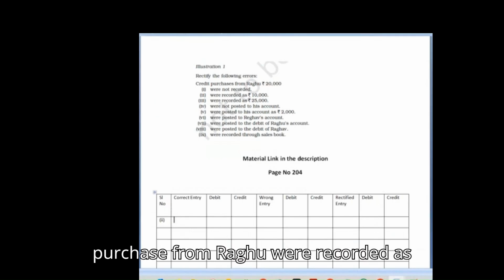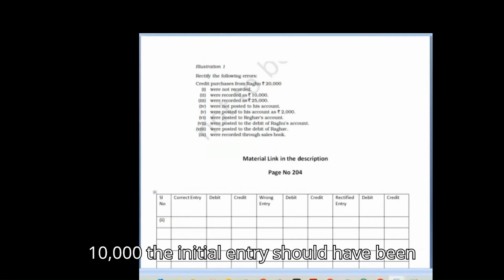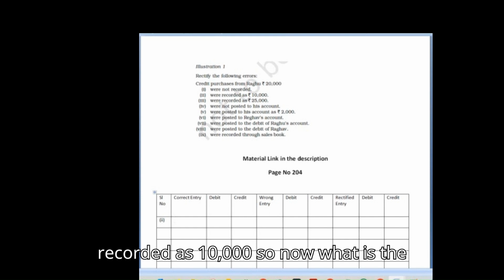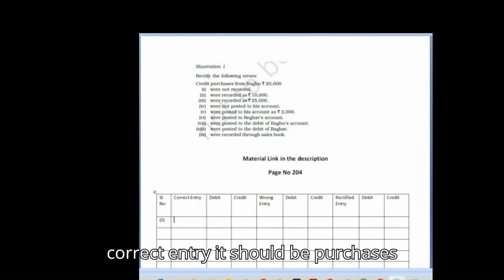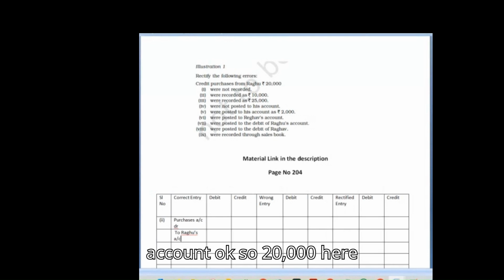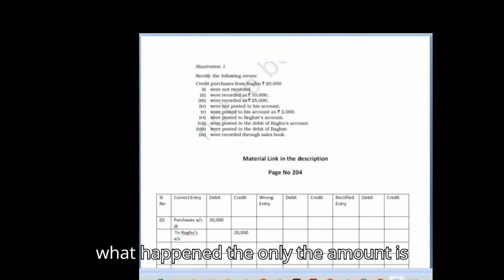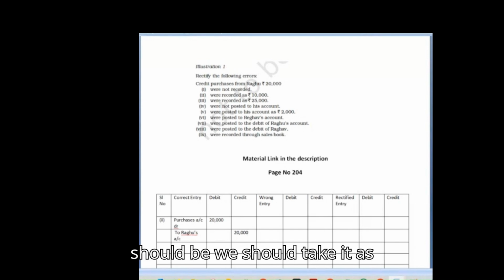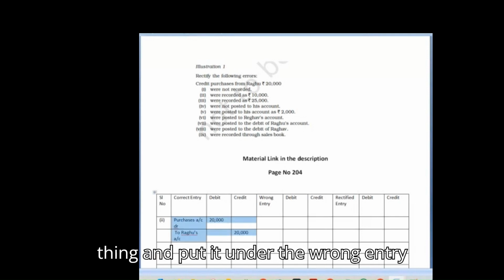Credit purchase from Raghu was recorded as 10,000. The initial entry should have been recorded as 20,000, but it has been recorded as 10,000. So what is the correct entry? It should be purchases account debit to Raghu's account, 20,000. Here only the amount is wrong. So in the wrong entry, we should take the amount as 10,000. We'll copy the same thing and put it under the wrong entry.